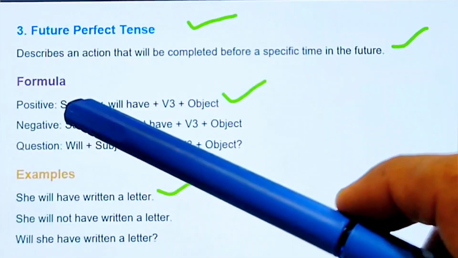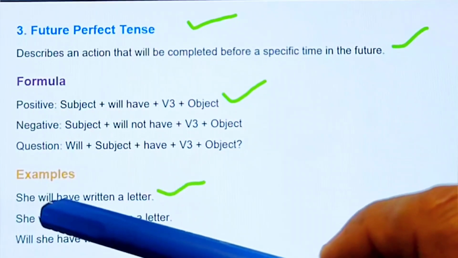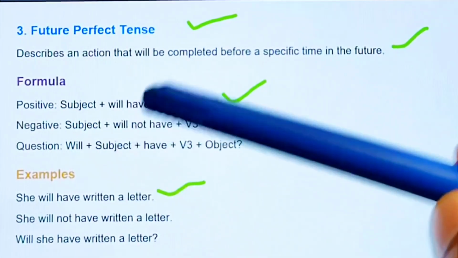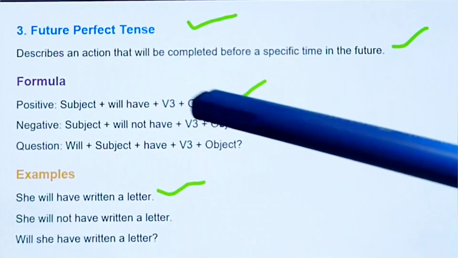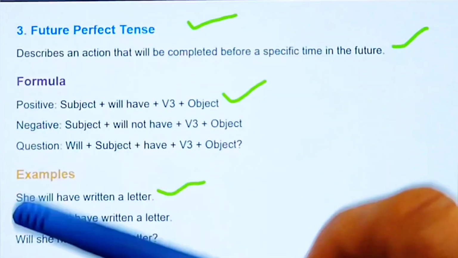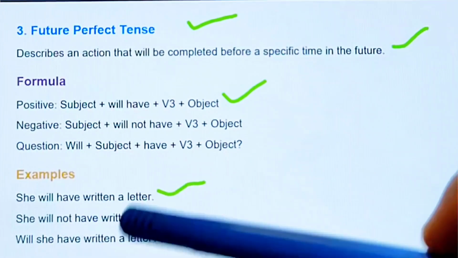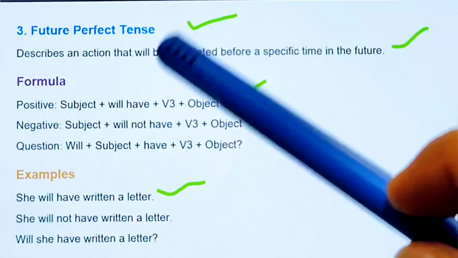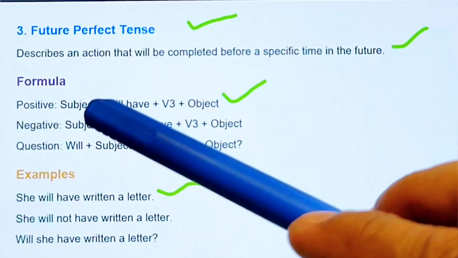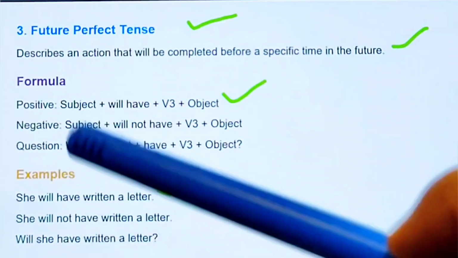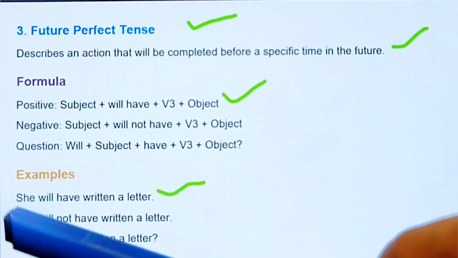She is the subject, will have is for the perfect tense, written is the third form, and letter is the object in the sentence. So the sentence here: she will have written a letter. So this is the example here for a simple sentence. So this is the example here for a positive sentence.